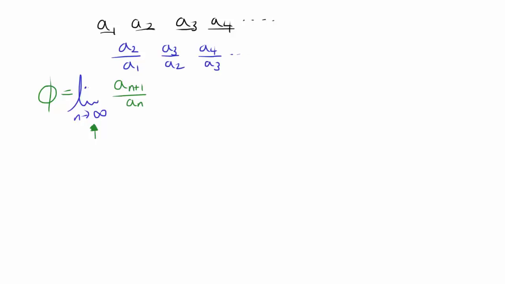It is actually equal to the golden ratio. And how do you find the value of the golden ratio? Well, the golden ratio can be found by examining this, in fact. So let me write down this limit: limit as n approaches infinity of a sub n plus 1 over a sub n.